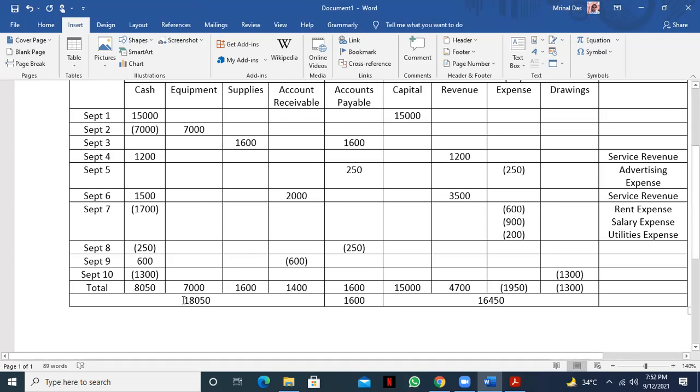So under all the amounts, you'll draw two lines. Two lines means our account is closed.